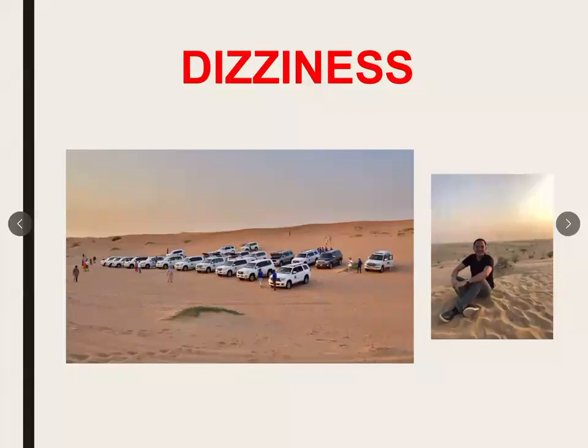So dizziness is defined as disorientation of oneself to the space or to the environment. It is as if you are seeing the objects moving or yourself is moving, but actually they are not. You are only perceiving it; there is only the feeling of it.